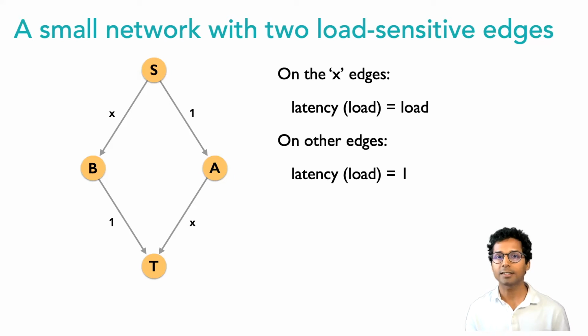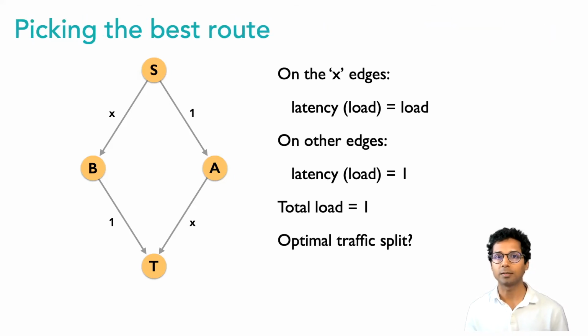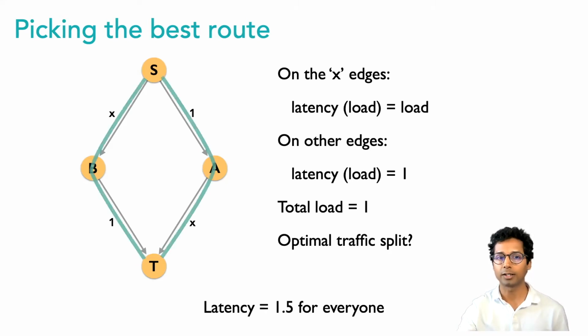So in this setting, let's say we want to move 1 unit of traffic from S to T, and we can split it across these 2 paths. What should the optimal split of traffic be to minimize latency for all the traffic on average? With the symmetry of the situation, you should easily conclude that you should split your traffic 50-50 along the 2 paths, and that will result in a latency of 1.5 units for all the traffic. So you'll have 0.5 load on SB, that results in 0.5 latency. You pay 1 unit from BT, and that's in sum 1.5 units, and the same kind of thing on SAT.